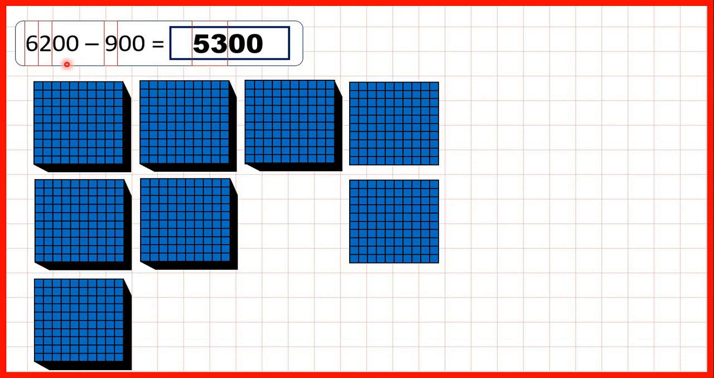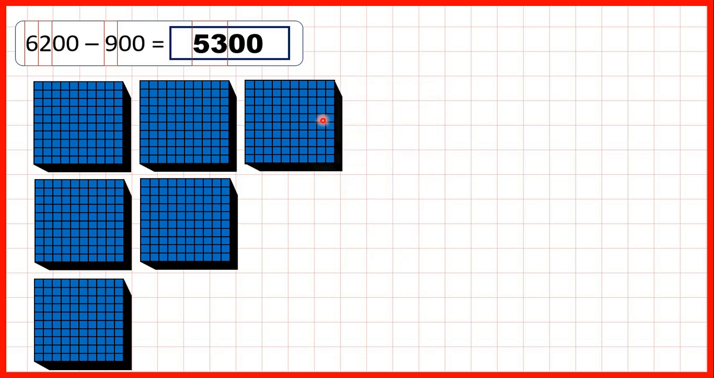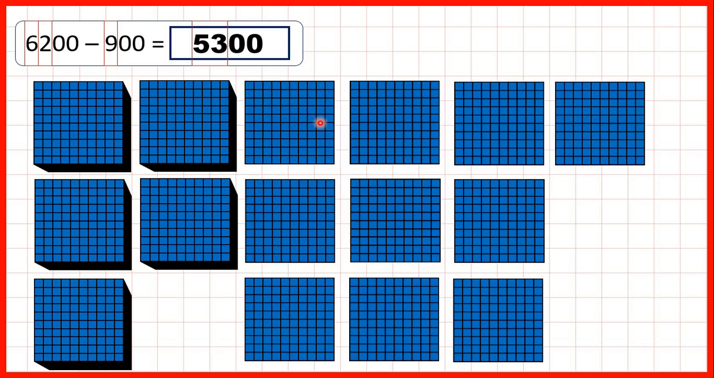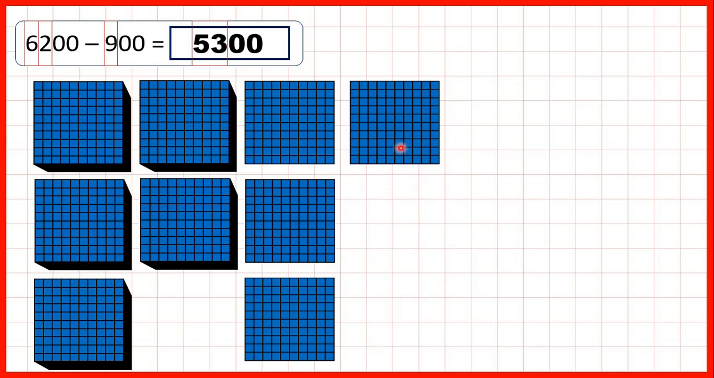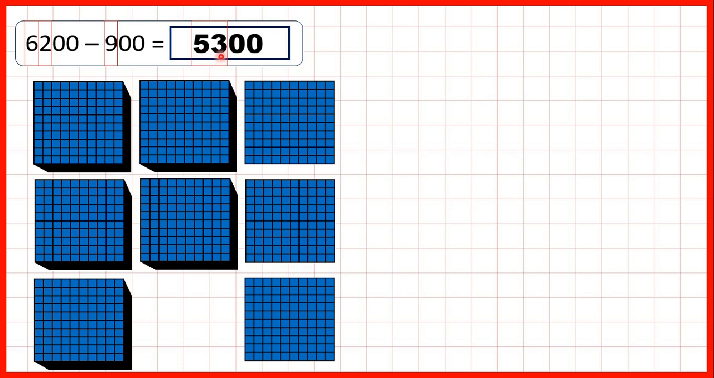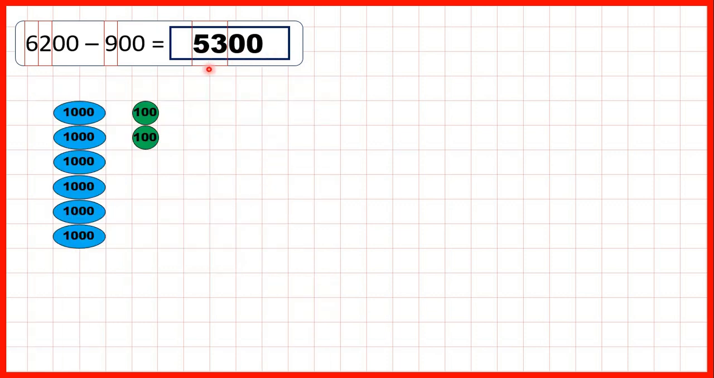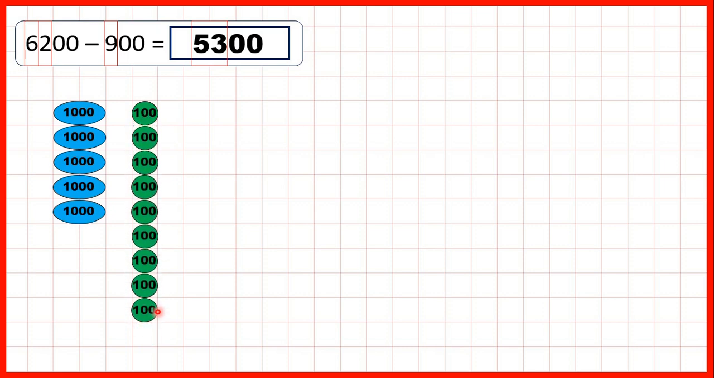And for our last question, we had 6,200 and we were taking 900 away. We can take away 1, 2, then exchange. Then take away 3, 4, 5, 6, 7, 8, 9 to leave us with 5,300 as our answer. Or with place value counters, we're taking away 1, 2, 3, 4, 5, 6, 7, 8, 9.